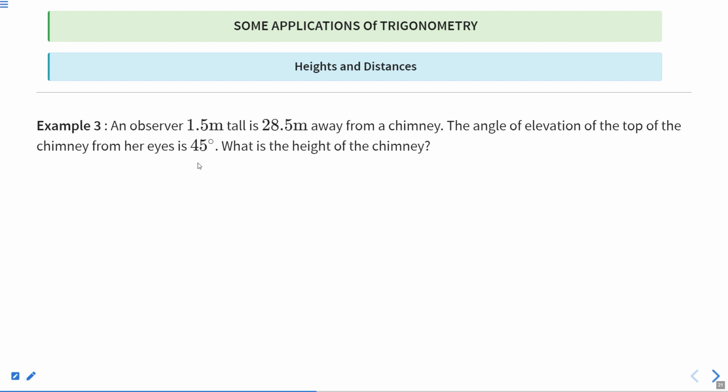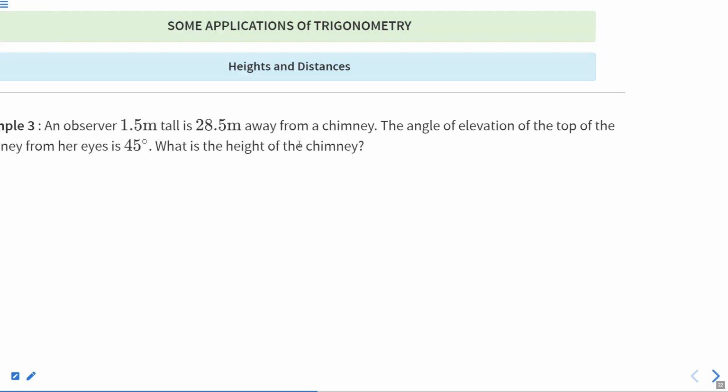Here we are given an observer 1.5 meter tall, and she is 28.5 meter away from the chimney, and the angle of elevation of the top of the chimney from her eyes is 45 degree. That is given to us, and we have to find the height of the chimney. Okay, so let us solve it. How to solve it? Let us see.